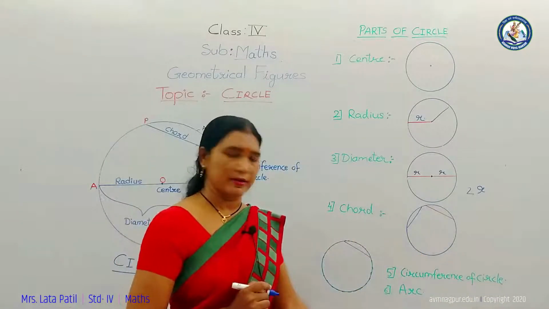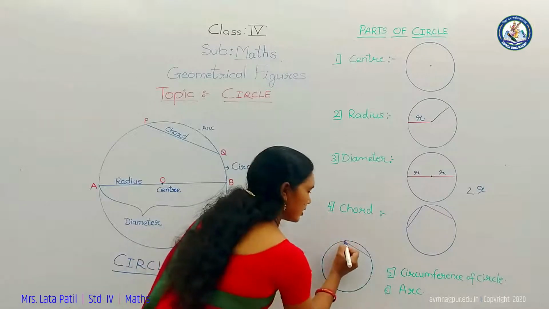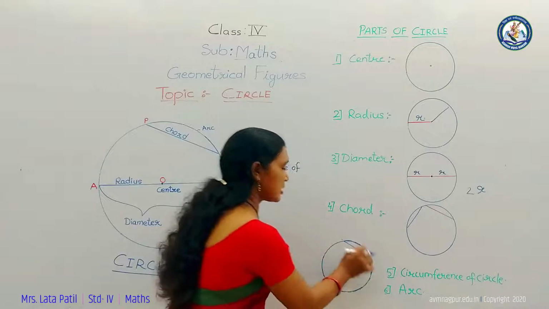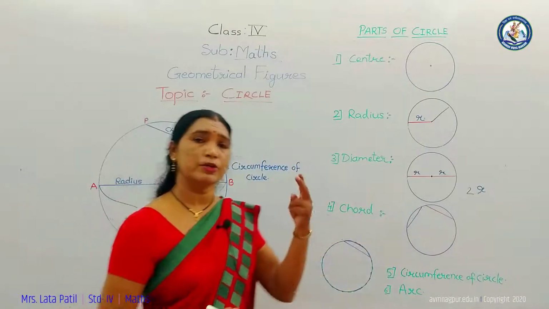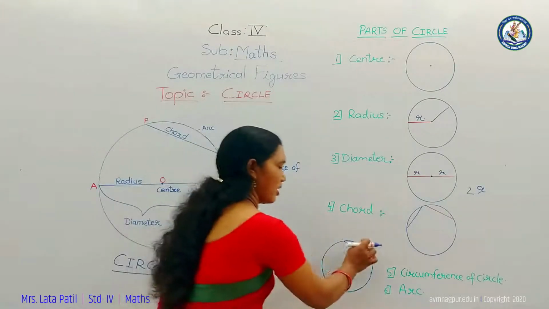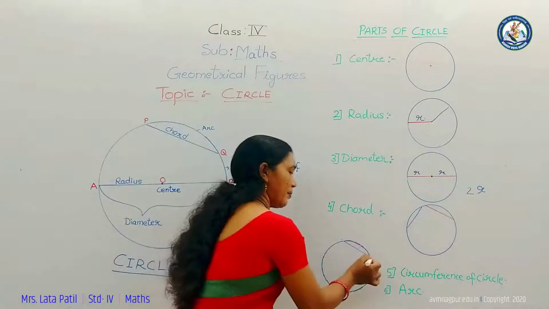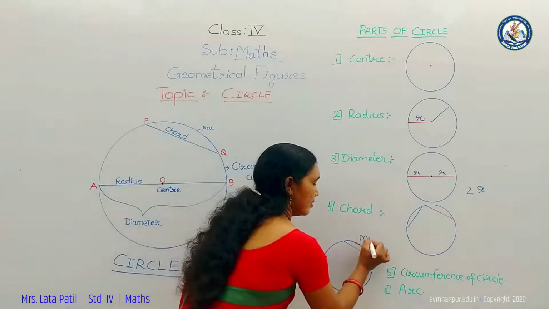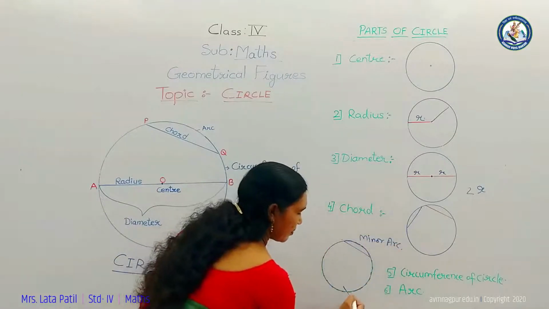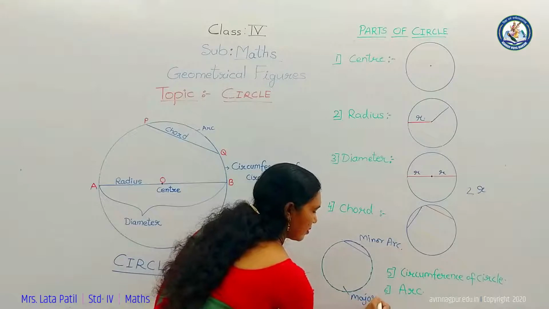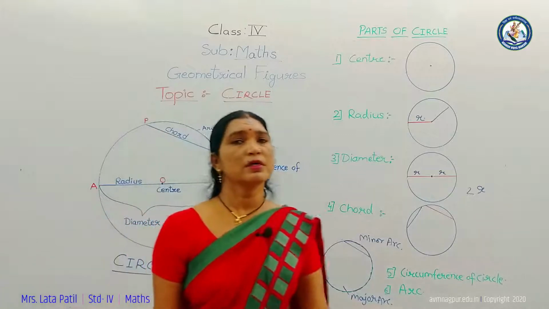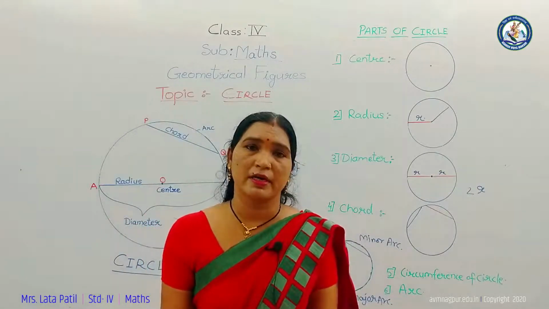Next is the arc. This is the arc. This line, the chord, divides the circle into two parts. This is the minor part and this is the major part, the smaller part and the bigger part. The minor part is called the minor arc and the bigger part is called the major arc. Okay. Now this is all about the circle and parts of circle.